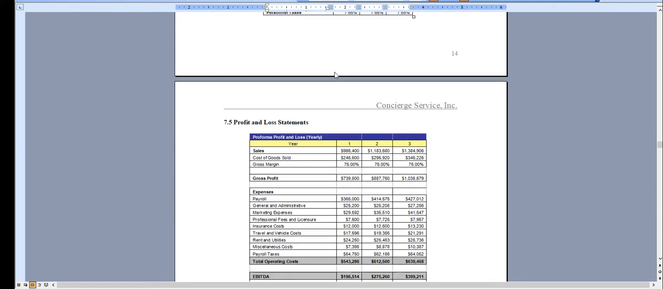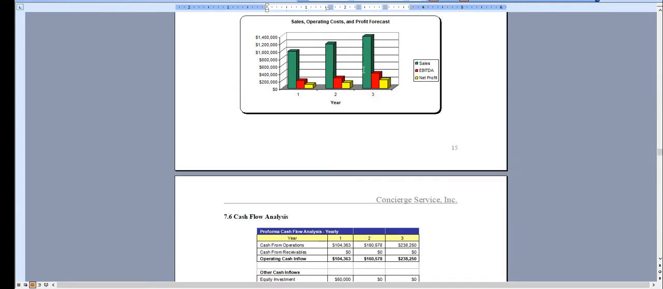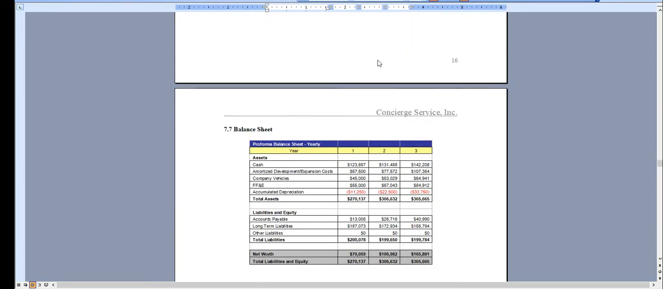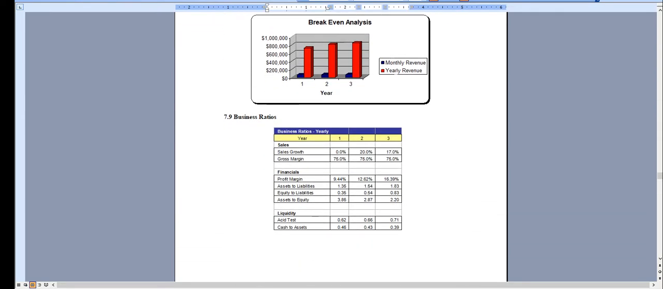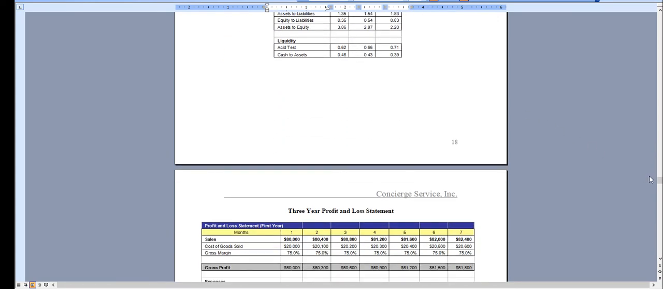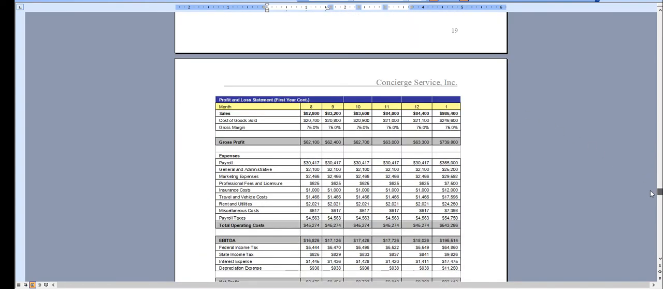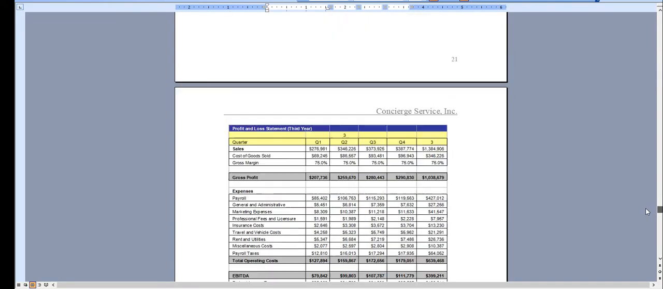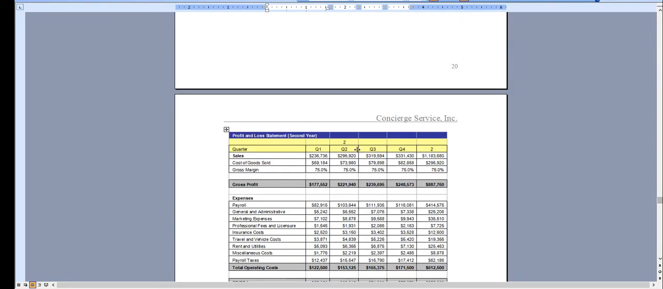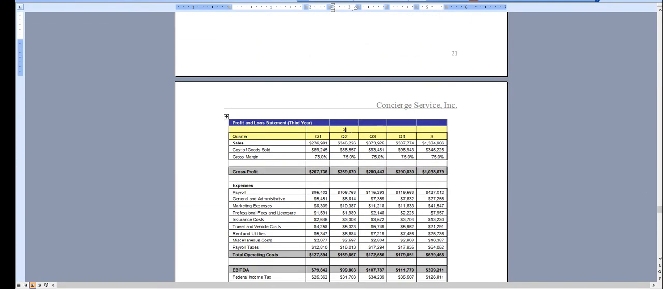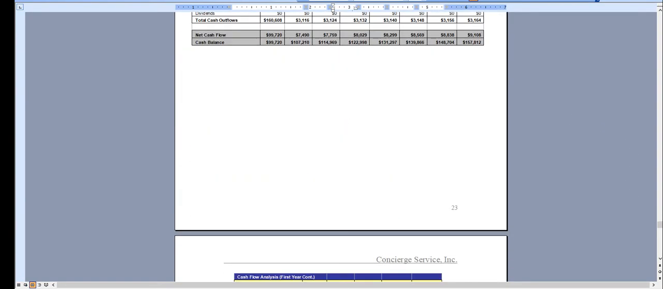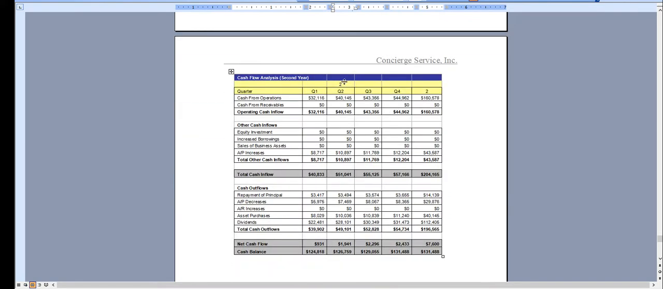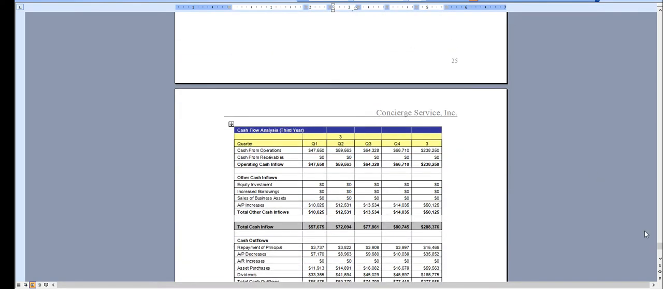This is done on a 3-year basis and features a profit and loss statement, cash flow analysis, balance sheet, break-even analysis, business ratios, and then for year one, we break this down monthly for your profit and loss statements. Quarterly for year two, quarterly for year three, and the same with the cash flow analysis. It's broken down monthly for year one, and quarterly for year two, and quarterly for year three.